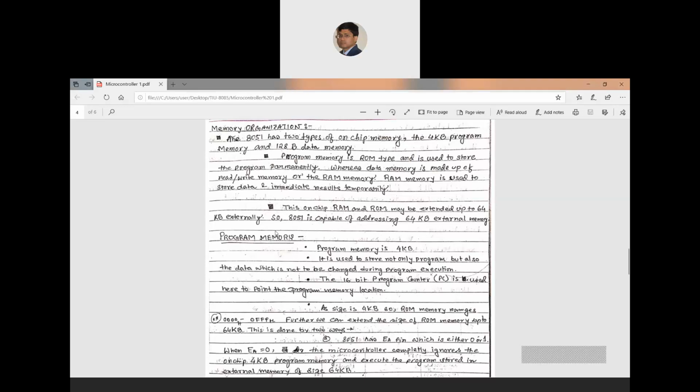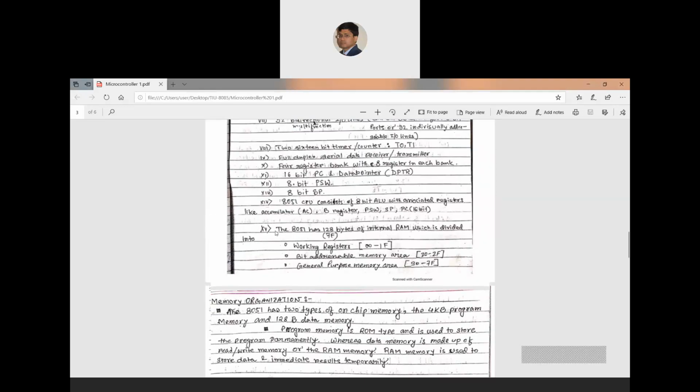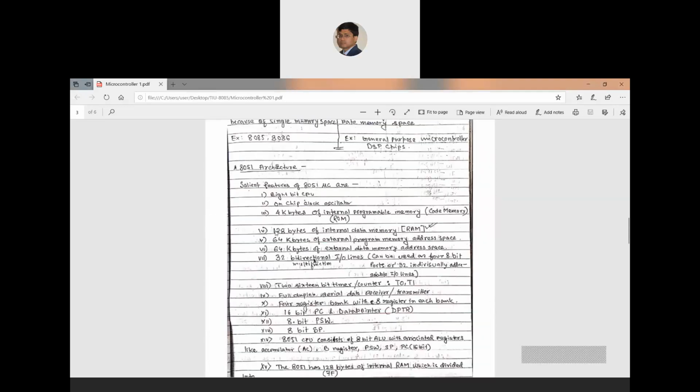So let's start from the topic memory organization. To start the topic memory organization of 8051, I just want to give you a brief of what we have discussed in my last session. If you go to my last session, you can see that I have discussed the basic important features of 8051.